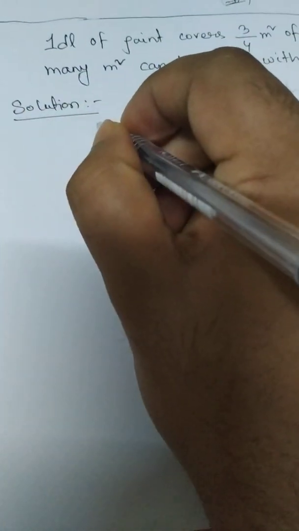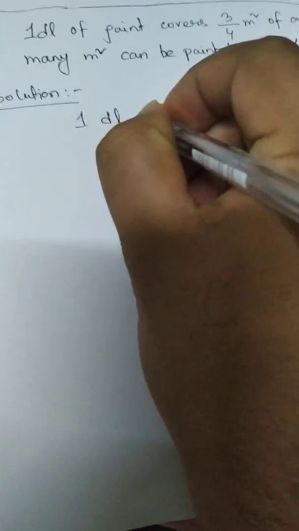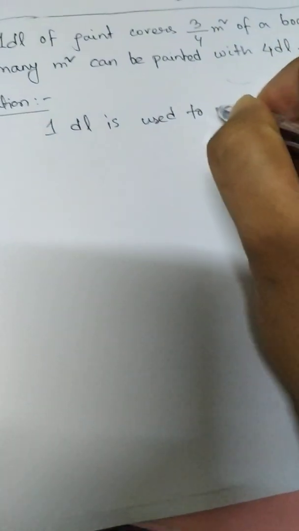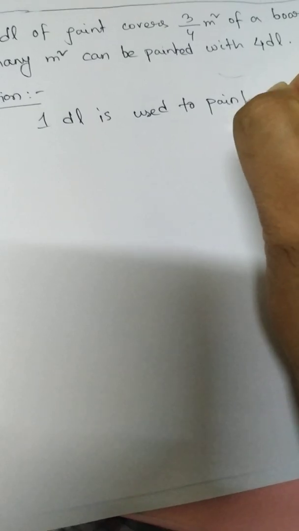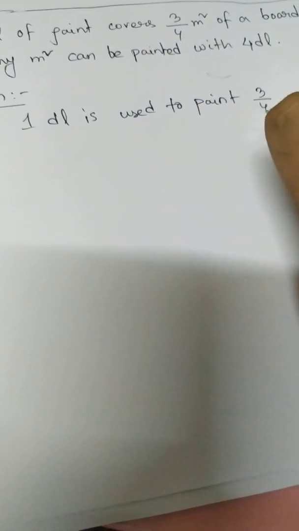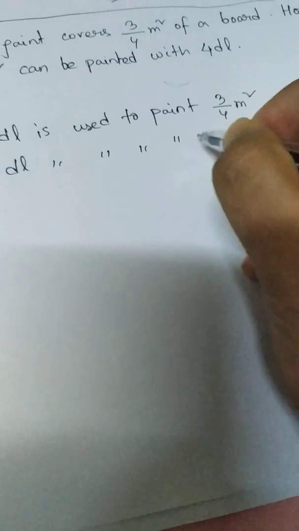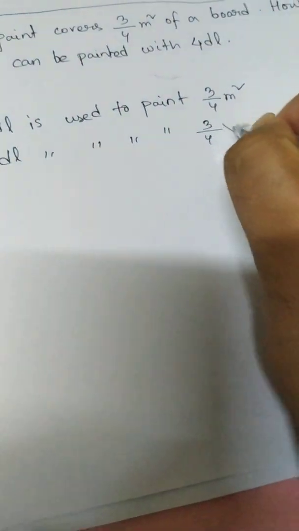That's very simple. So we can write for the solution: 1 deciliter is used to paint 3 by 4 meter square. Therefore 4 deciliter is used to paint 3 by 4 into 4. We'll just multiply, that's it.